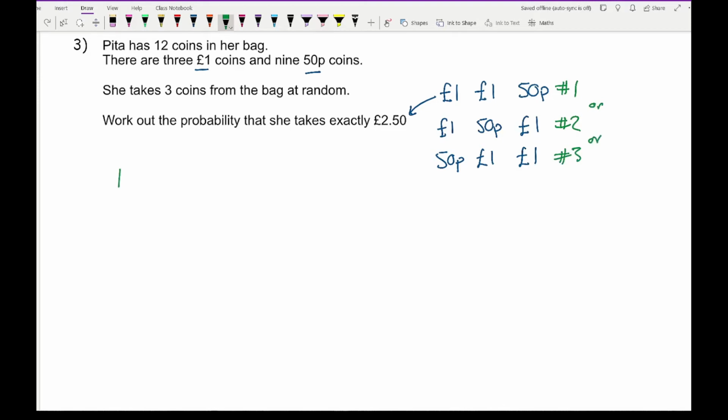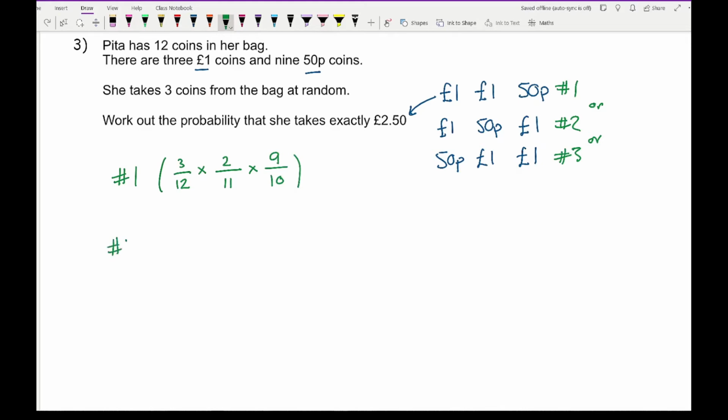So in terms of #1, the probability of selecting a pound first is going to be 3 out of 12, times, and then I've got another pound. So how many pounds are going to be left? Well, there's 2. And how many coins are going to be left if I've already selected 1? Well, there's going to be 11 coins. And then how many 50p are there? 9. And if I've already selected 2 coins, how many coins are going to be left in the bag? Well, that's going to be 10.